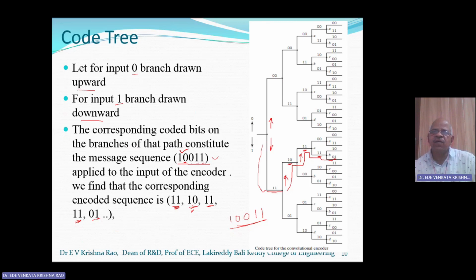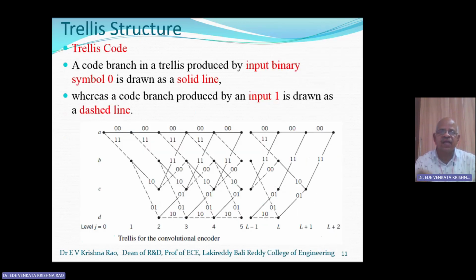Anyway, what happens if the number of bits is more, if the message sequence has more bits? If not 5 bits, if at all 20 bits or 30 bits in a continuous sequence, this code tree becomes bulky, expanding top to bottom. So to avoid this bulkiness, we can draw the same thing in a trellis diagram. This is not expanding top to bottom; it is just left to right, prolonging and extending.